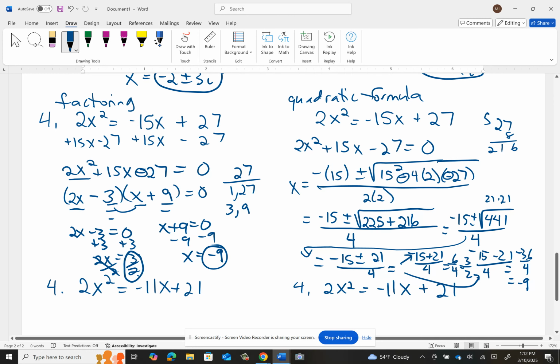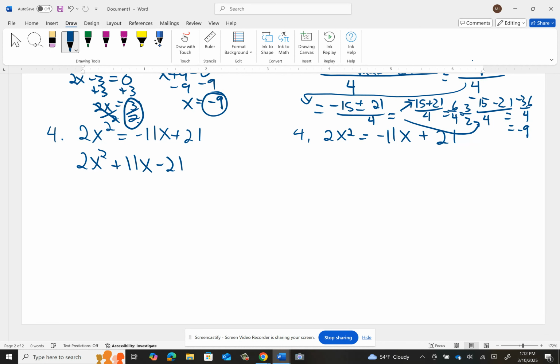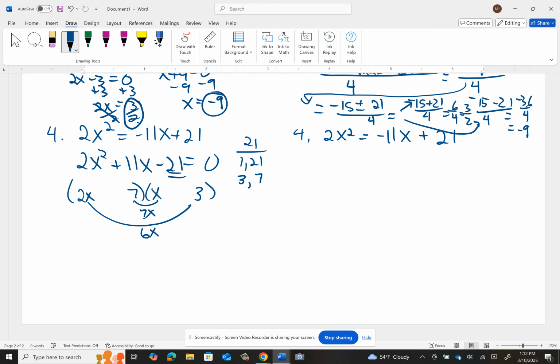Okay. All right, so let's try this last one. Let's do it both ways. So factoring, I would add 11x and subtract 21 to get it equal to 0. Then if I'm factoring, I would be thinking 2x times x. For 21, I only have the choice of a 1 and a 21 or a 3 and 7. I would try the 3 and the 7 first. So on this one, if I put the 7 here and the 3 there, I would get a 7x and a 6x. So that could be 13, but there's no way to make it 11.